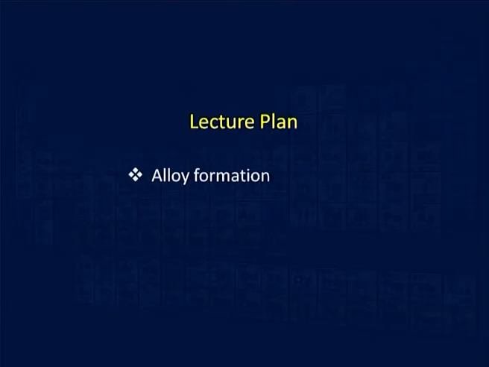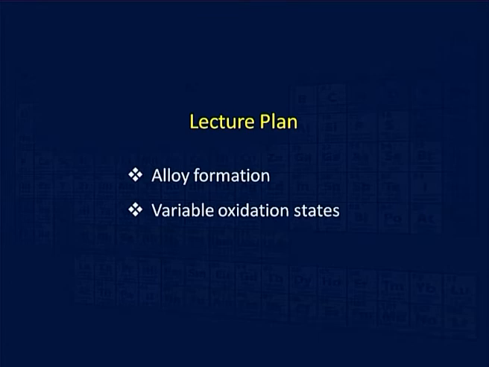In this lecture, I am planning to introduce to you two important properties of the transition metal ions, namely alloy formation and the variable oxidation state possessed by transition metal ions. One of the very important properties of the transition metal ions is the formation of alloys. These metal ions can easily form alloys because the atomic radii or atomic size of these metal ions is almost the same, and therefore, in the crystal lattice one metal ion can be easily replaced by the other metal ion.